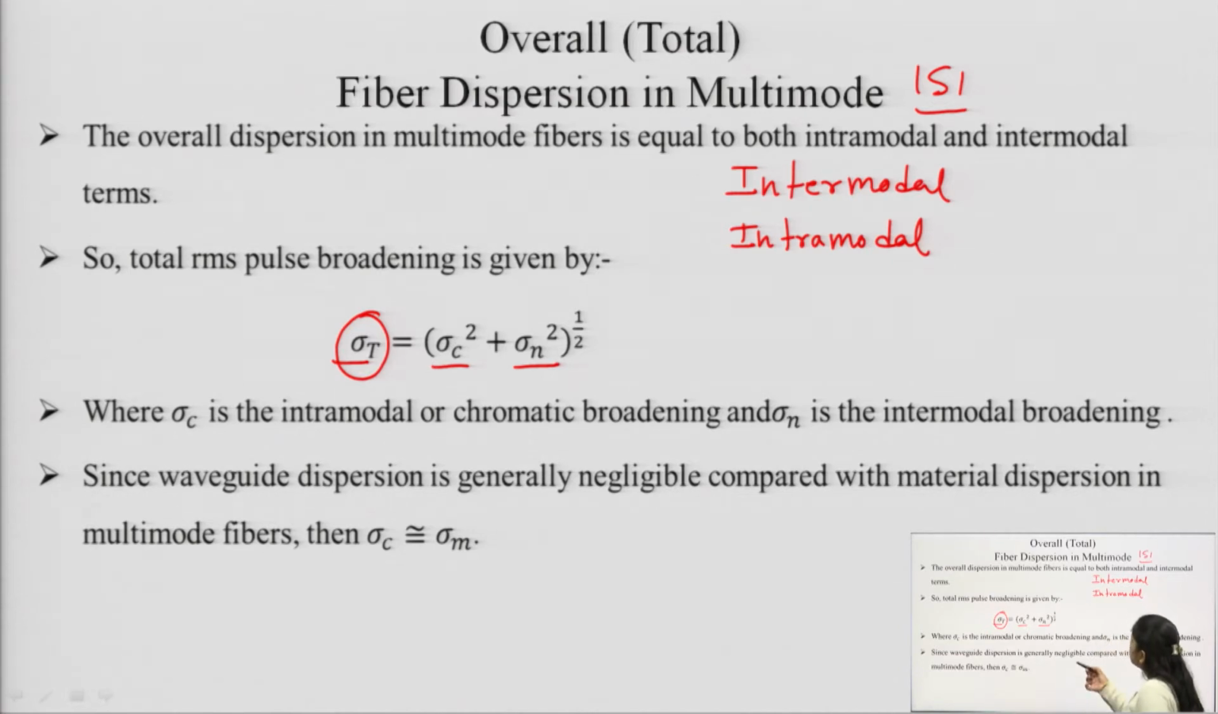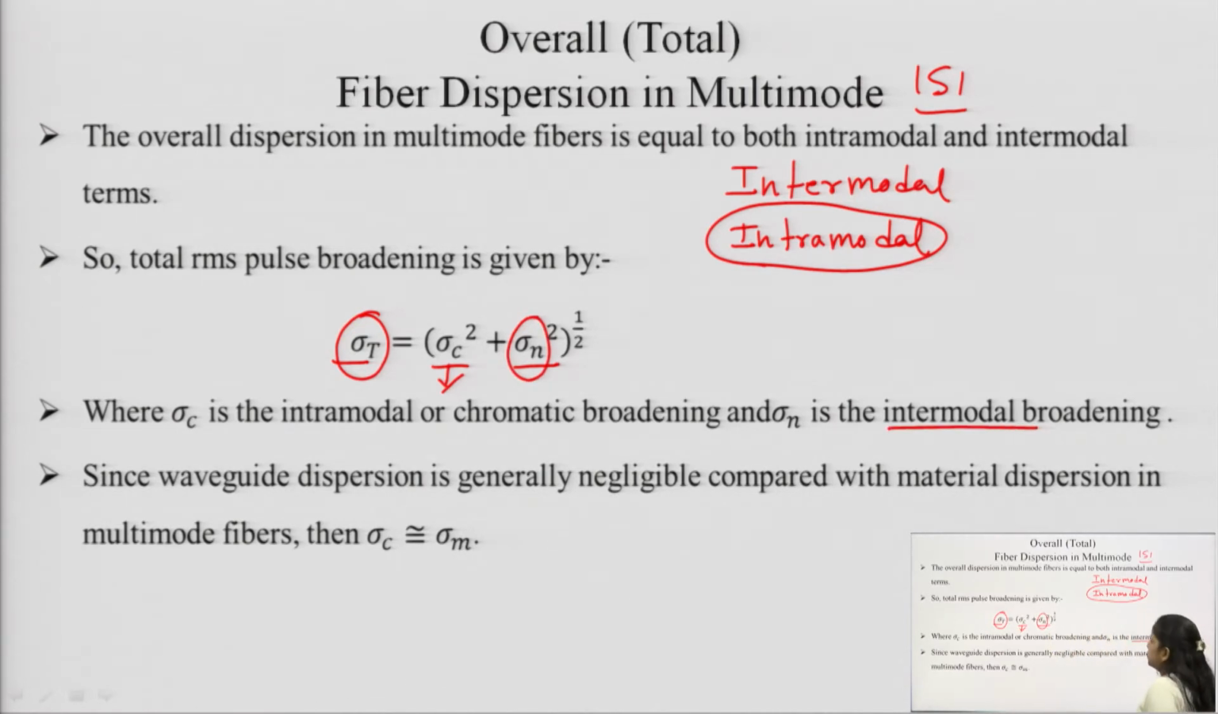So, what is sigma c? Sigma c is our chromatic broadening, which is due to the intramodal dispersion, and sigma n is the intermodal dispersion. When we take the square of both and then take the root of that, we get the total RMS pulse broadening. We know that intramodal dispersion is basically of two types, that is waveguide dispersion and material dispersion.